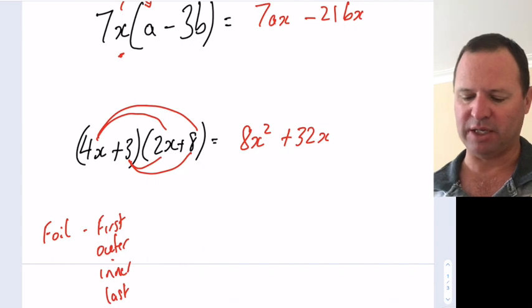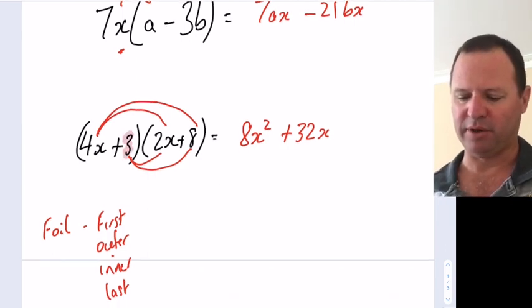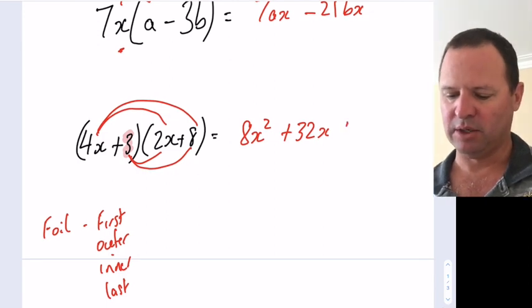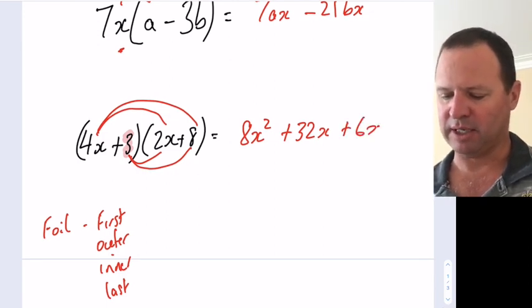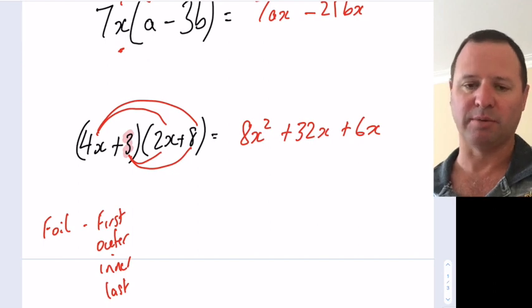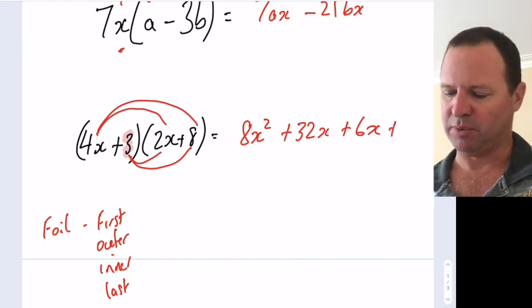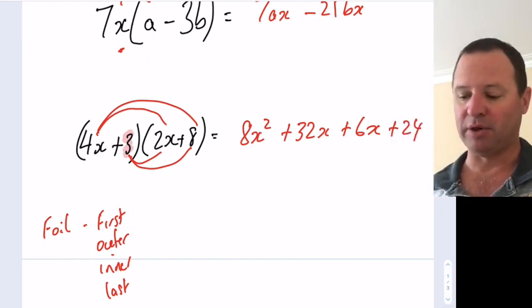Now I'm just dealing with this 3. Now I've got 3 times 2x will give me positive 6x, and positive 3 times 8 will give me positive 24. Now I've got to look for like terms.